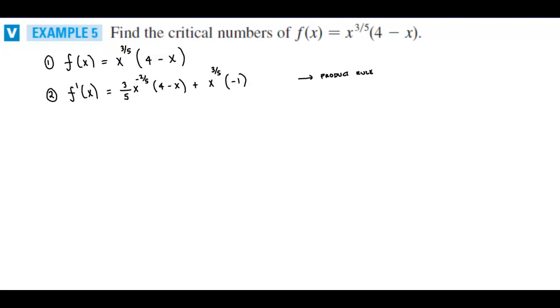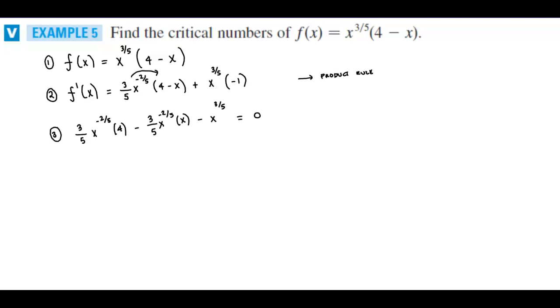Okay, so now what we're going to do is we're going to set this equal to 0. So we have 3/5 x to the negative 2/5. And we're going to distribute that. So when we distribute that, we distribute it to the 4, so this is times 4, minus 3/5 x to the negative 2/5 times x, and then that's minus x to the 3/5. And we're going to set that equal to 0.